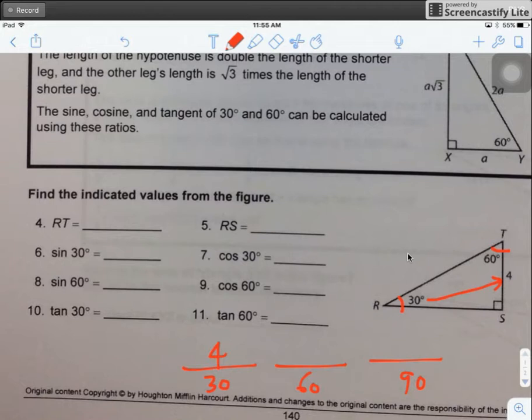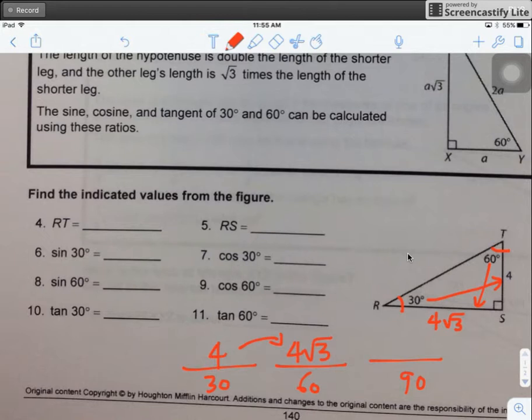We know that the relationship from the short leg to the 60 degree side is going to be the short leg times radical 3. And so in this case, 4 radical 3 is this side, which is opposite of the 60 degree. So that would be 4 radical 3.